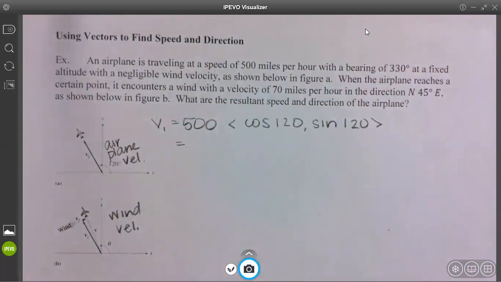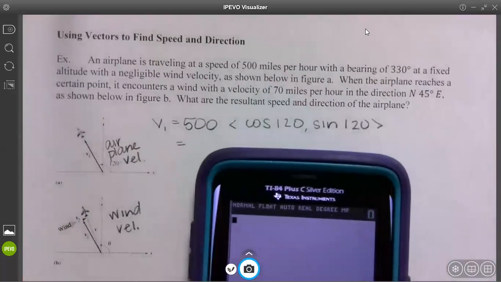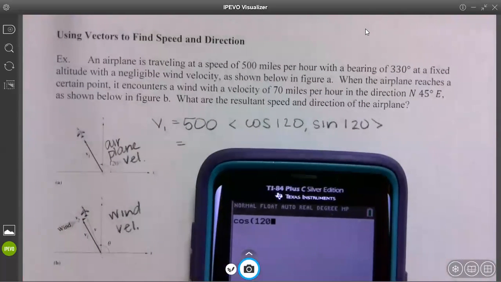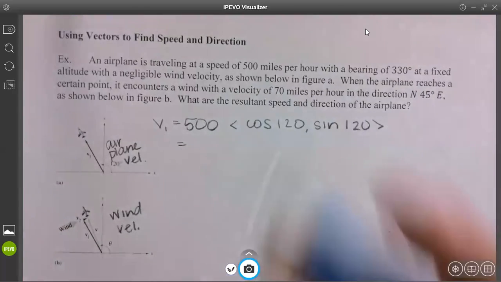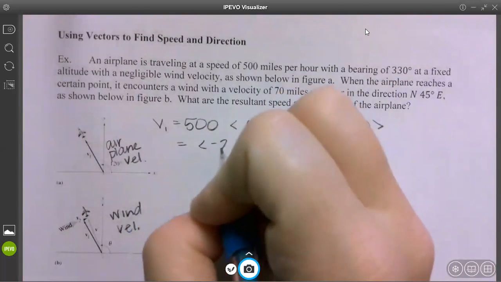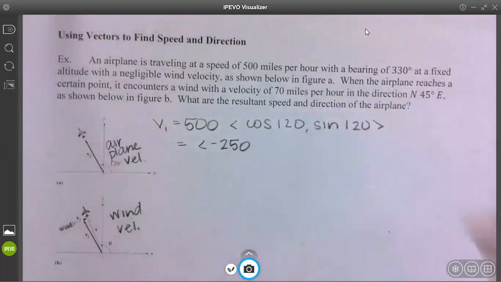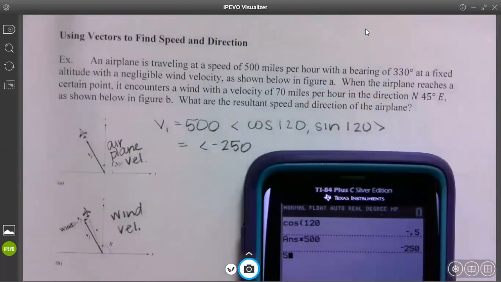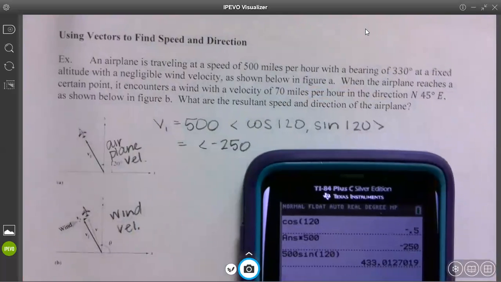If we look at this, cosine 120 is going to be a negative 0.5 times 500, which is negative 250. Do the same thing for the other one. You can do it all together if you'd like, and it'll give you some weird number.